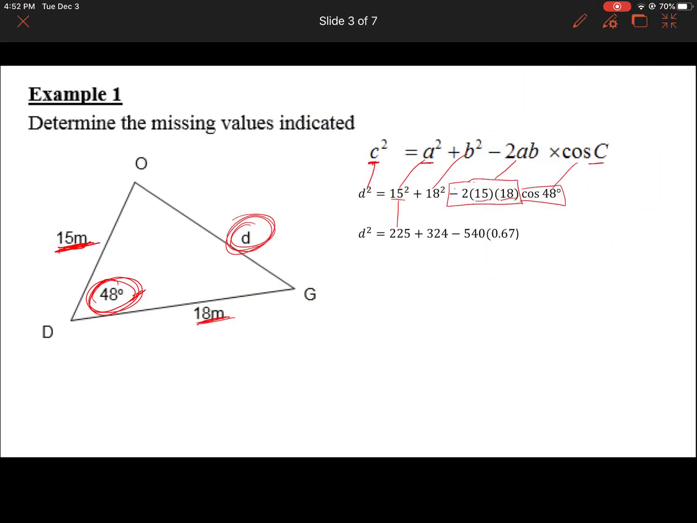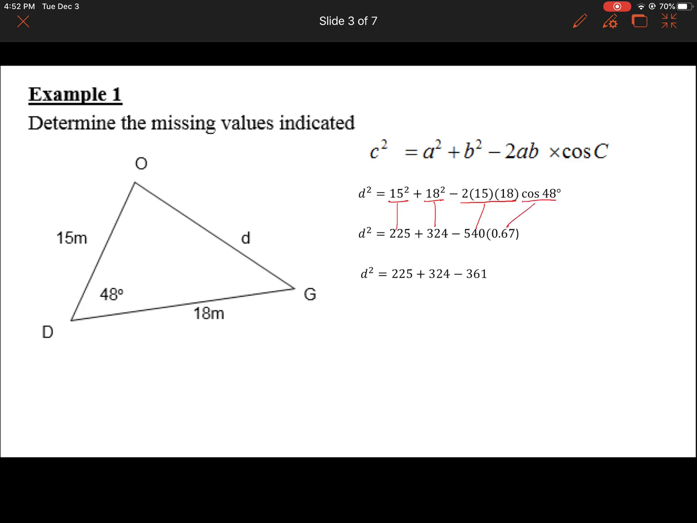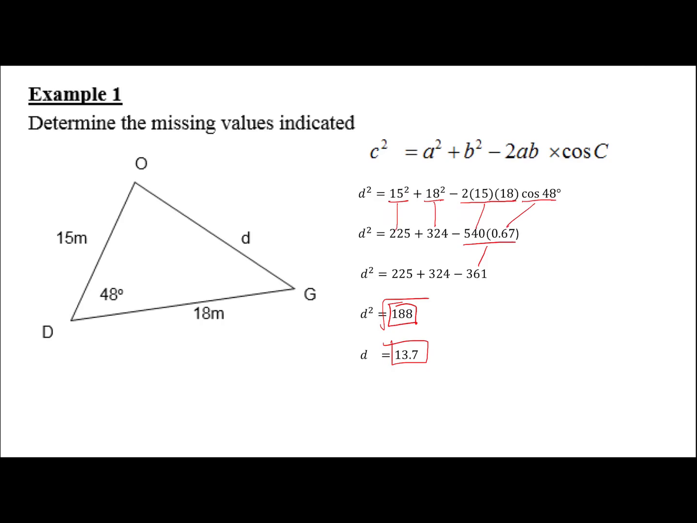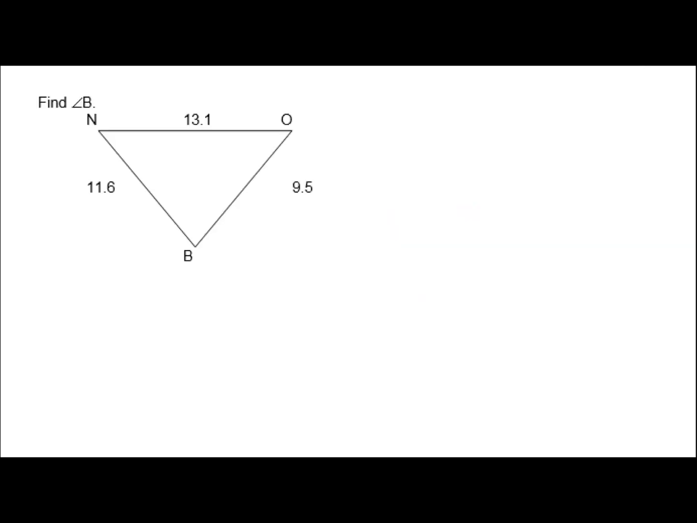What's 15 squared? 225. Let's clear our markings. 15 squared becomes 225. 18 squared becomes 324. 2 times 15 is 30, times 18 is 540. And then cos of 48 is that. When we add up these values and subtract, we get 188 for D squared. Take the square root. Obviously, we get positive and negative, but we're only interested in our positive value. So D equals 13.7.